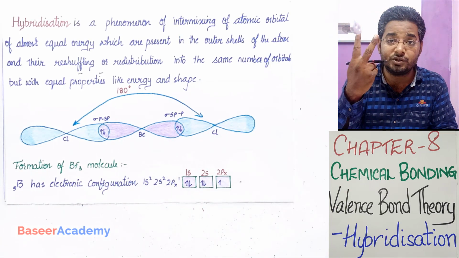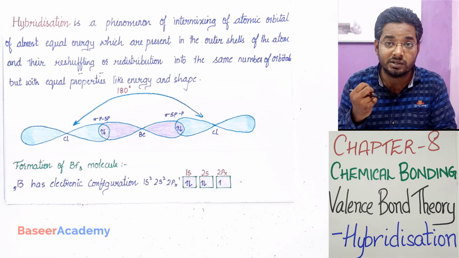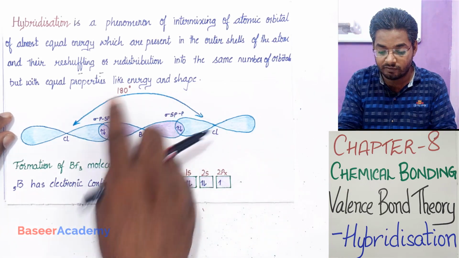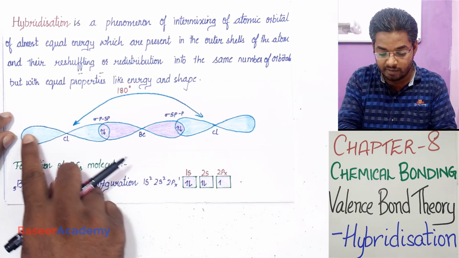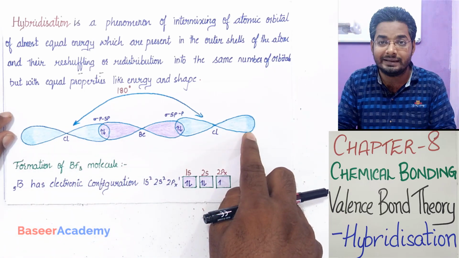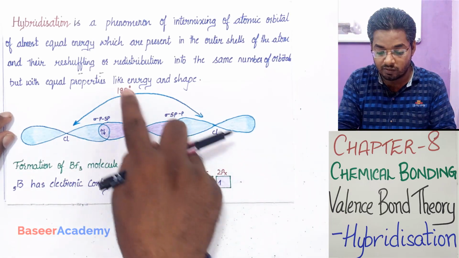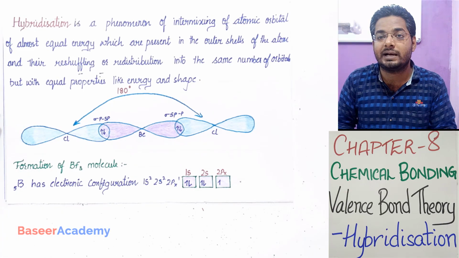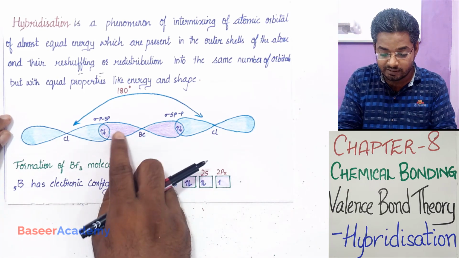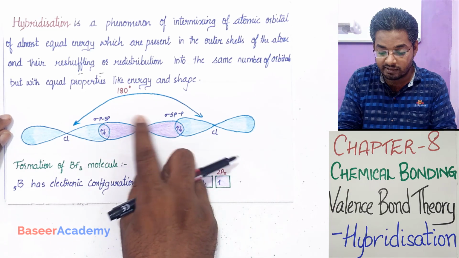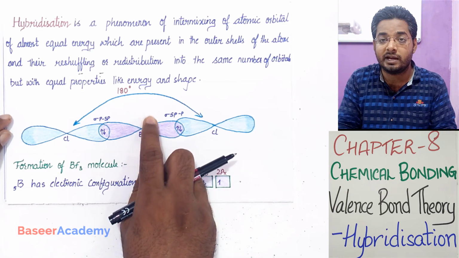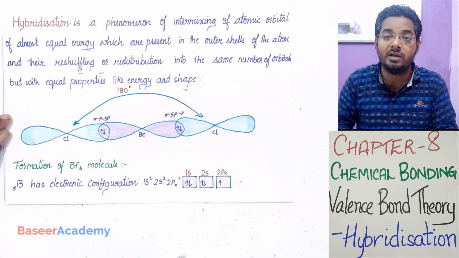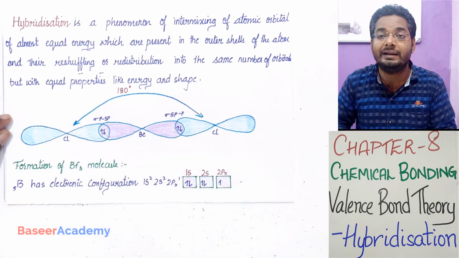So beryllium is able to form two covalent bonds, and those two covalent bonds must be separated at an angle of 180 degrees. The shape of beryllium chloride molecule is linear. The bond angle is 180 degrees. From the valence shell electron pair repulsion theory, we saw that if the central atom has two covalent bonds, and if it does not have any lone pair of electrons, then the bond angle has to be 180 degrees and the shape should be linear.